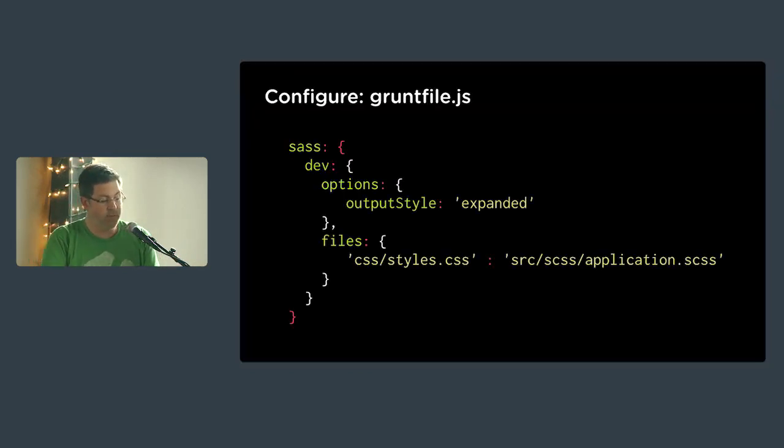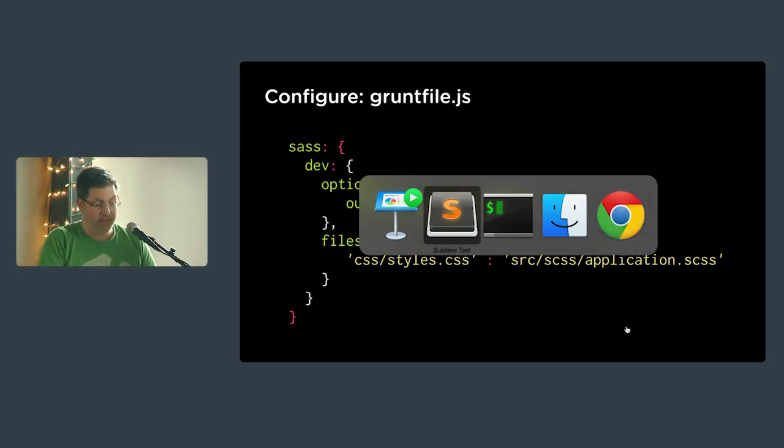So we need to add some configuration to our Grunt file. We add another property called sass, and it has an object with a couple of options in there. So we have dev and file. So let me add that, and then I'll talk about it.